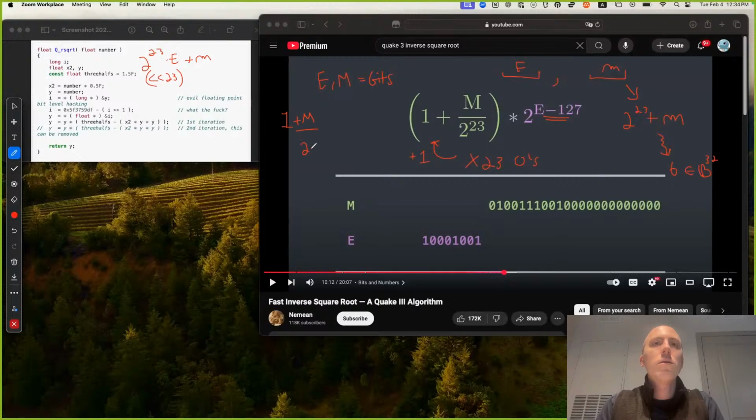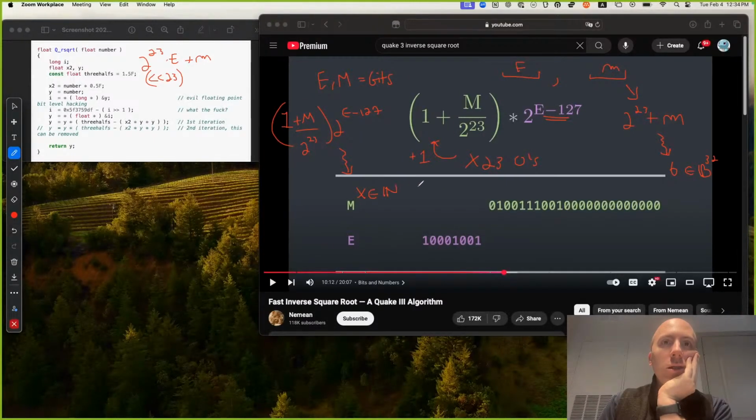plus M over... You basically take M and you shift it down, and then you add 1 times 2 to the E, shift that down. And this basically gets you a real number, I guess. So these are the two fundamental equations we have going on here.